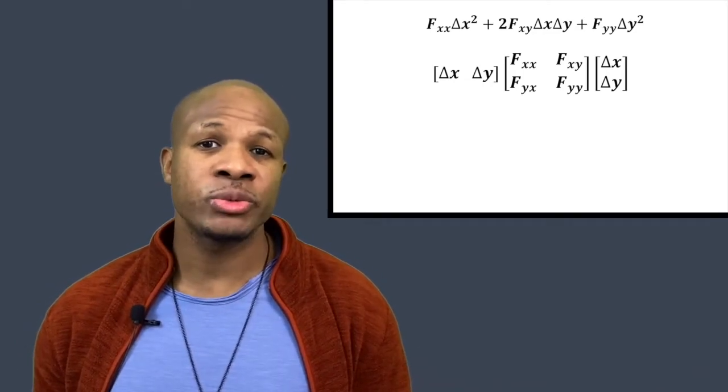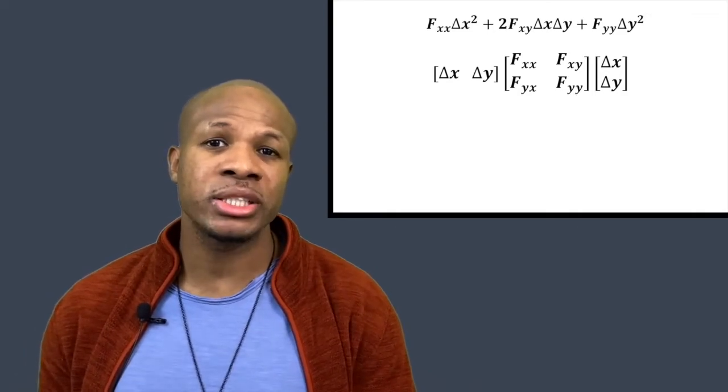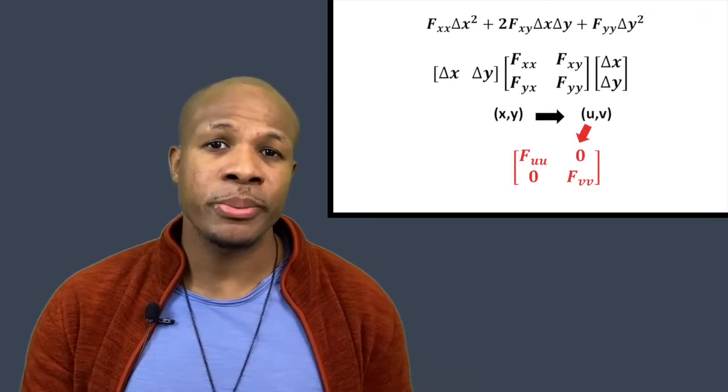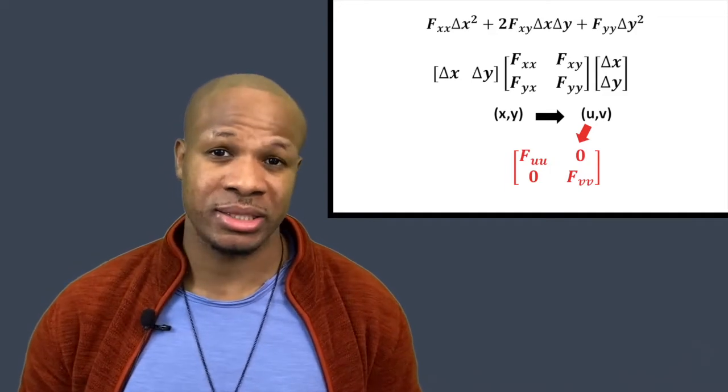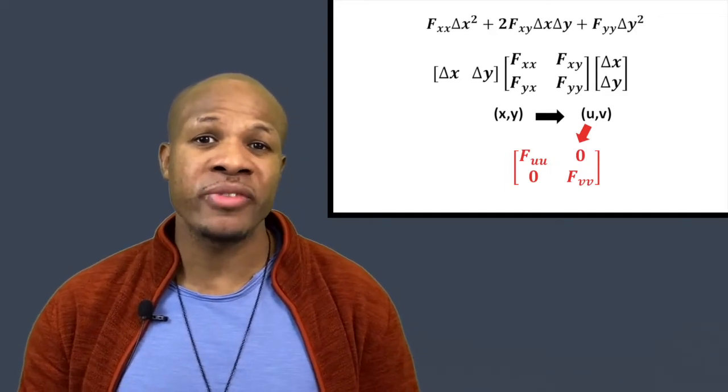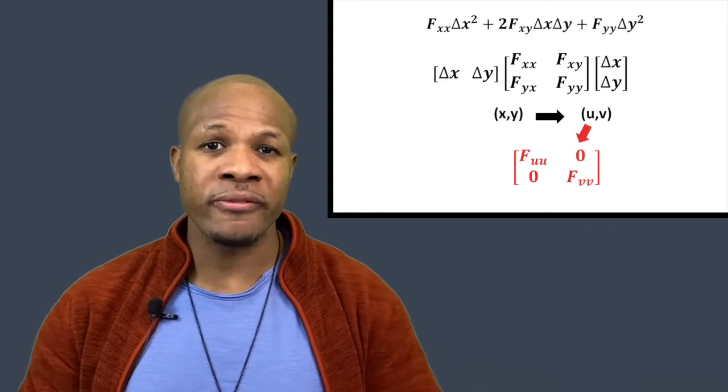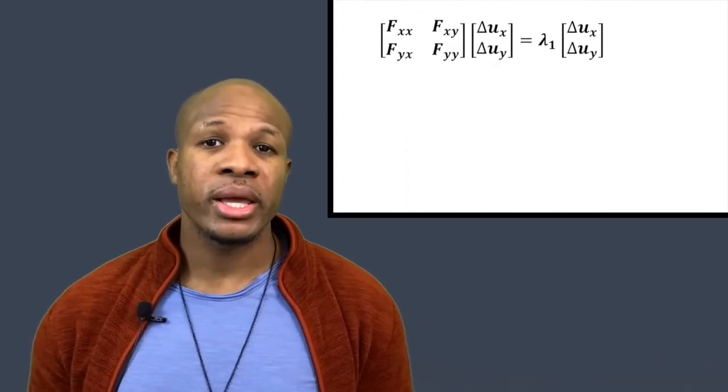So what we want to do is change the coordinate system from xy to uv. And when we do that, our curvature matrix is going to become diagonalized because the mixed terms are going to vanish. Off-diagonal terms are going to vanish. And that's exactly what we want. Okay, so how do we do that?